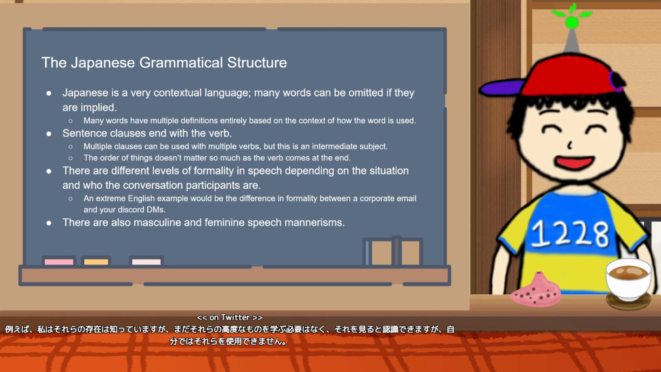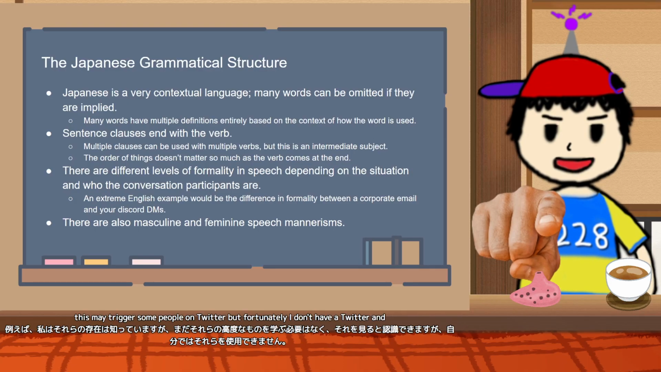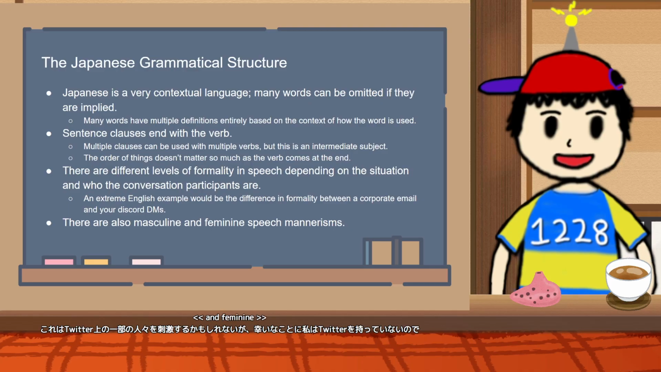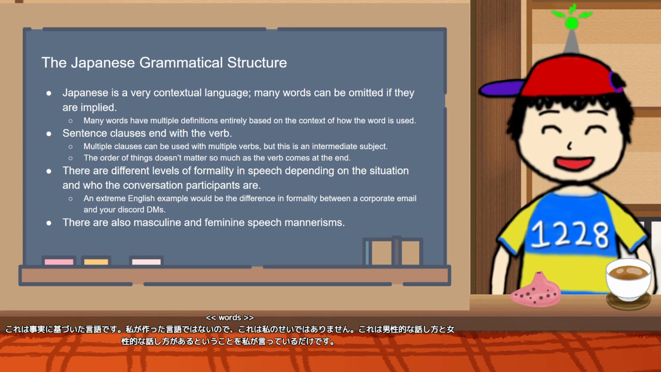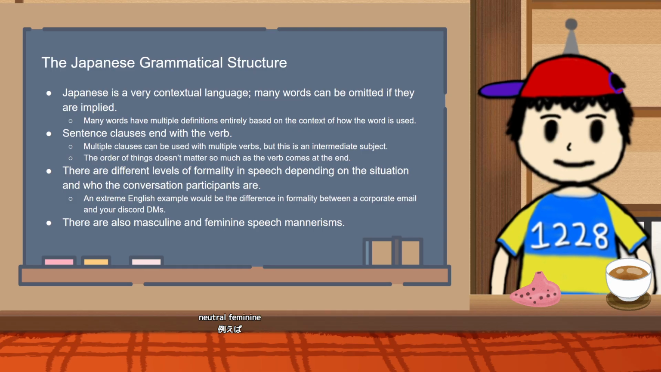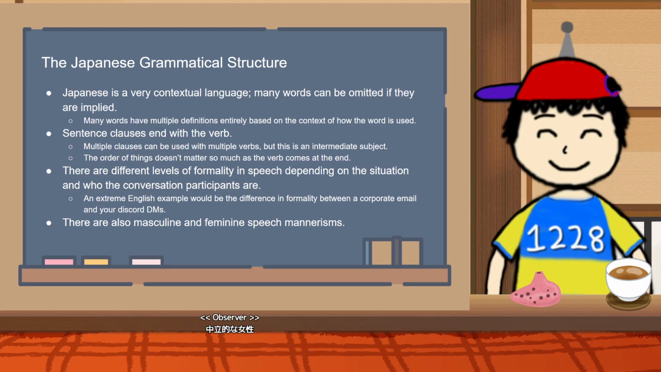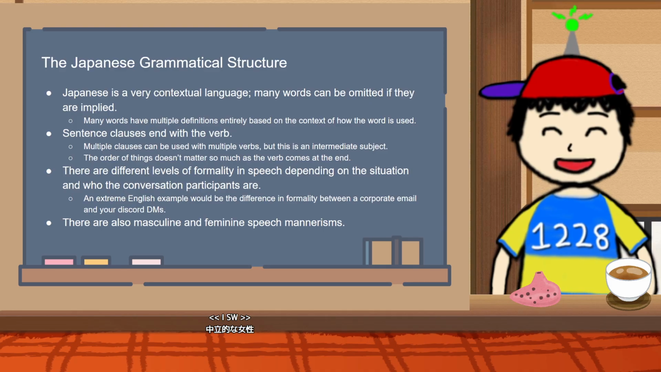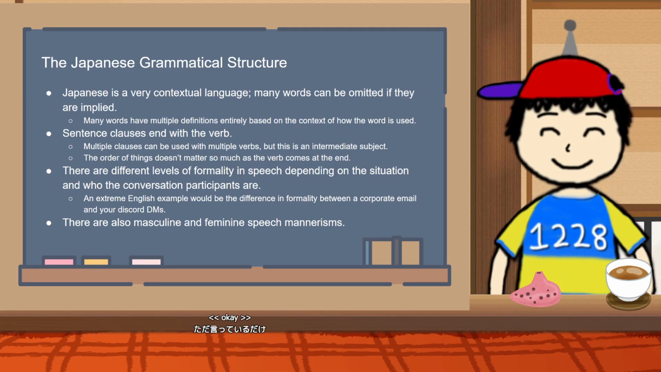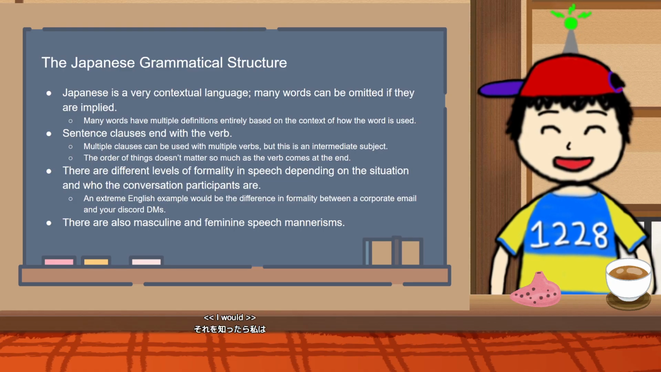This may trigger some people on Twitter, but fortunately, I don't have a Twitter, and it's a factual language. I didn't make the language, so this isn't my fault. This is just me saying that there are masculine and feminine speech mannerisms, simple as that. There are words that make you sound more masculine and words that make you sound more feminine. For example, "watashi wa" is neutral feminine. The very keen observer of my streams may have noticed the point where I swapped from saying "watashi wa" to "boku wa." Once I learned that, I thought I should try leaning into what I would say if I was going to go to Japan. Sure, I could say "watashi wa" as a foreigner, but it's more accurate for someone like me to say "boku wa."